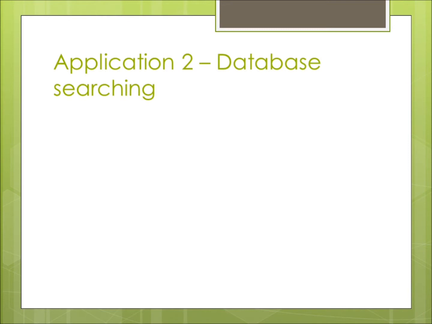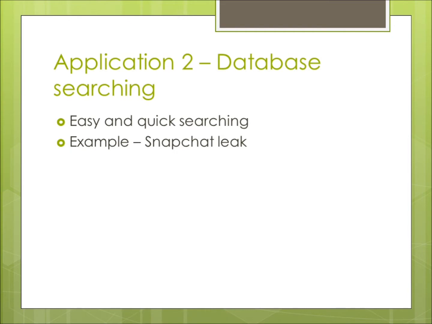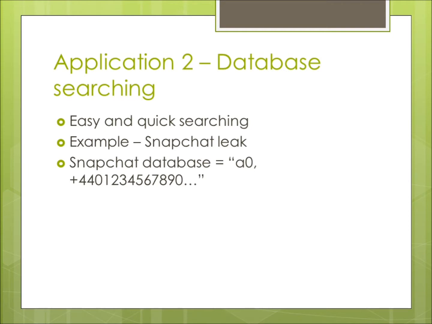The Boyer-Moore-Horspool algorithm can be easily extended to search databases and other large volumes of data quickly and easily. A recent example of this is the leak of Snapchat accounts and phone numbers to the internet. People wanted to know if their account data had been released, so a website was created to allow users to check if their data had been compromised.